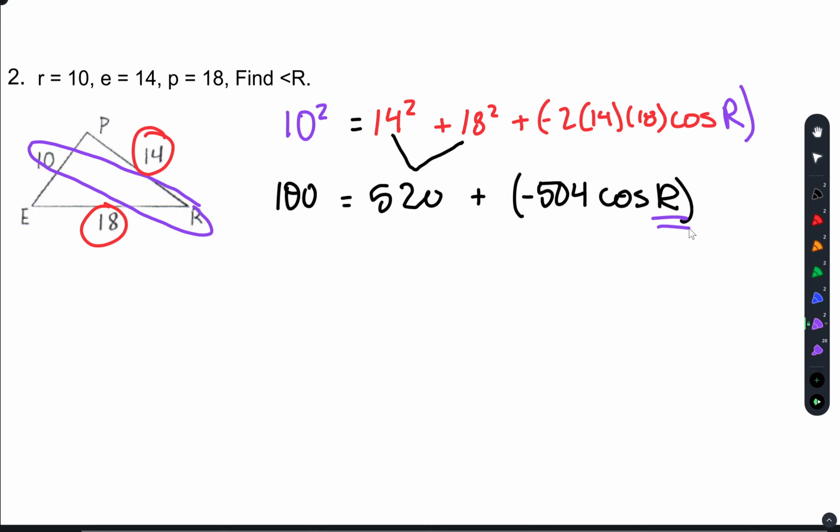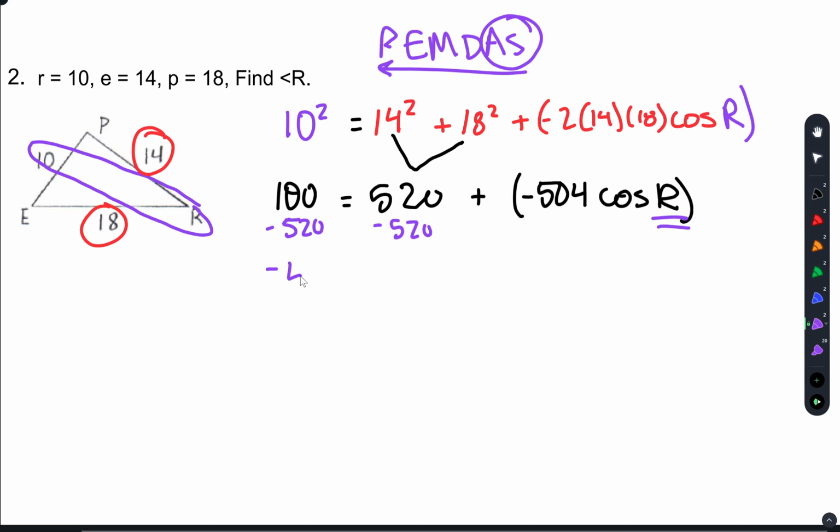To get R by itself, I have to think order of operations, PEMDAS, but backwards. So I need to start with addition and subtraction. What's being added or subtracted is first 520. So we need to subtract 520 from both sides. So that's a negative 420. Good. I've done my addition and subtraction, so now I'm moving on to multiplication and division.